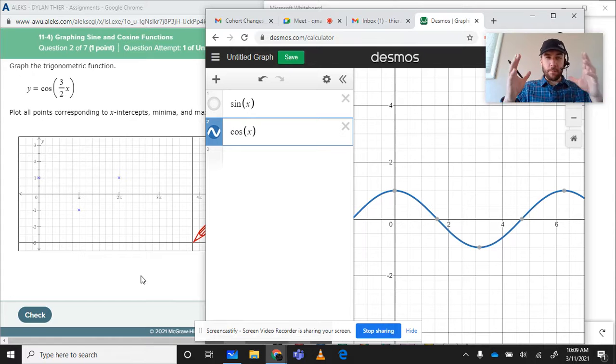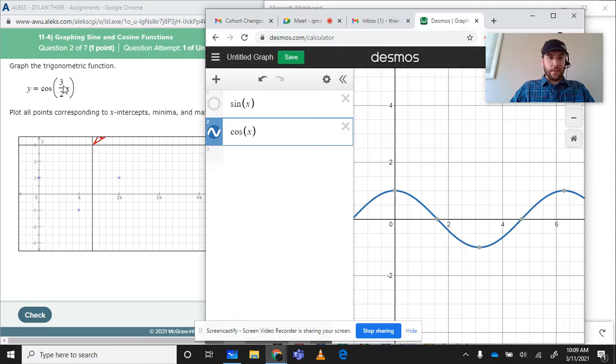We are compressing it by a factor of 1.5. So the way that I would think about that is, for example, my full cycle went to 2 pi. Well, if I'm compressing it by a factor of 1.5, by 3/2, I think I should divide by 3 and then multiply by 2. I think that's what I would do.